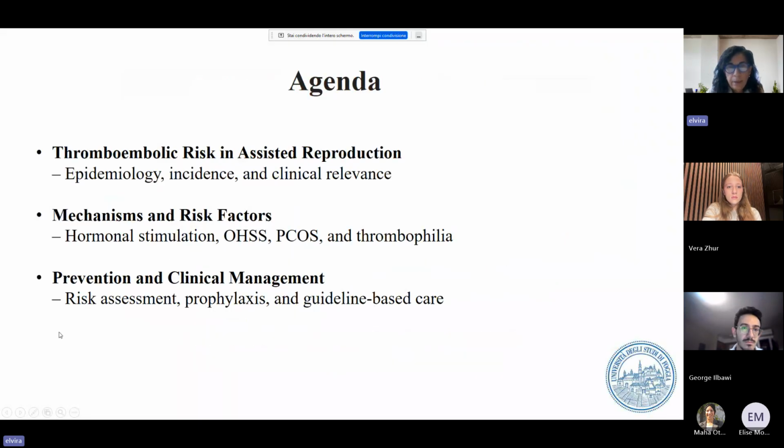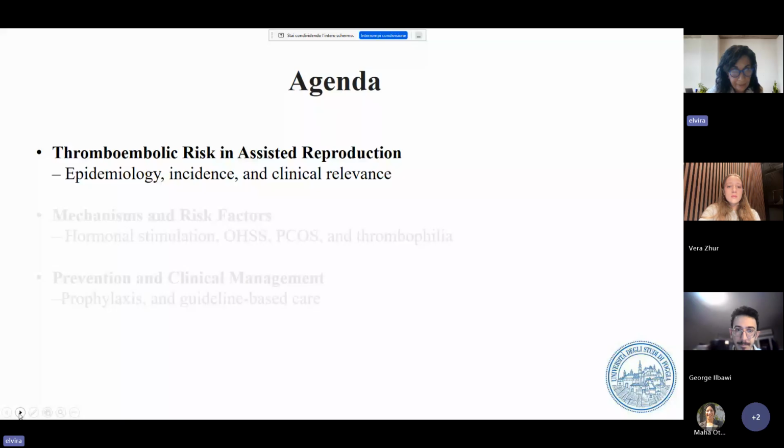So the agenda today is about thromboembolic risk with some details on epidemiology, incidence, and clinical relevance. After this, we will talk about mechanisms and the risk factors, focusing on individual risk factors or technique related risk factors. And lastly, we will talk about prevention and clinical management with a focus on the present guidelines.